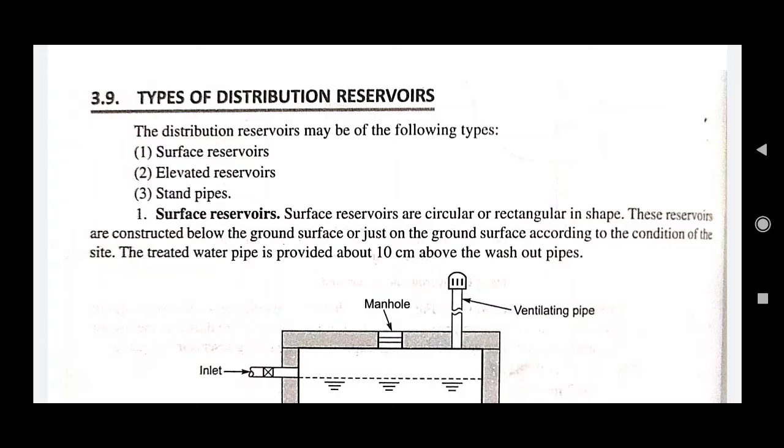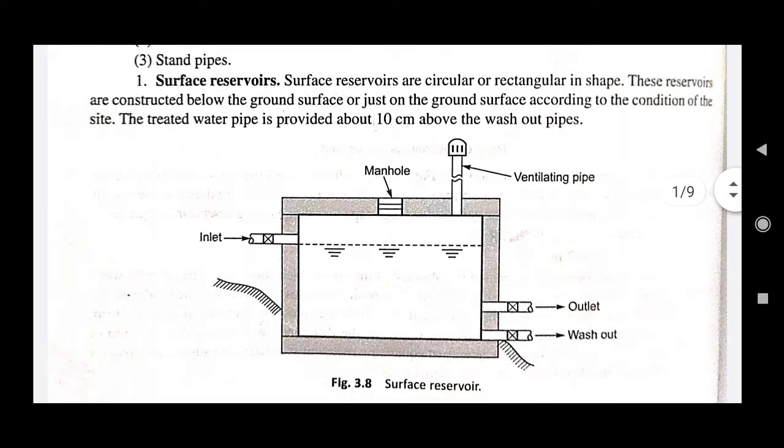So the types of reservoir that we are going to use: number one is the surface reservoir. The surface reservoir can be circular or rectangular in shape. These reservoirs are constructed below the ground surface or just on the ground surface.